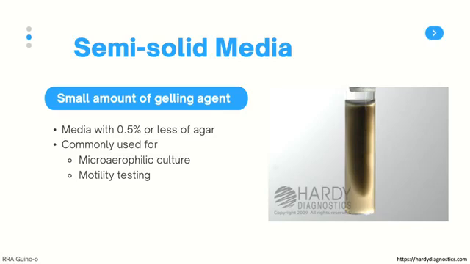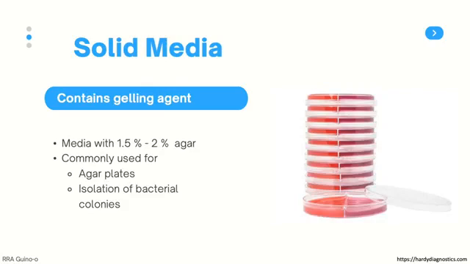So in the example on the right, you can see a sulfide indole motility medium. The black discoloration you see indicates the presence of sulfide-producing bacteria, and you can see that they are spreading from the inoculation point. Next, we have the solid media, whose consistency can be likened to a hard gel.